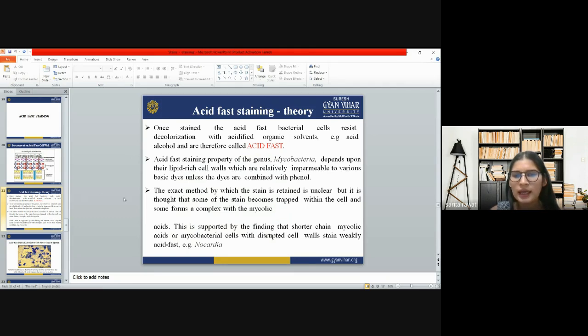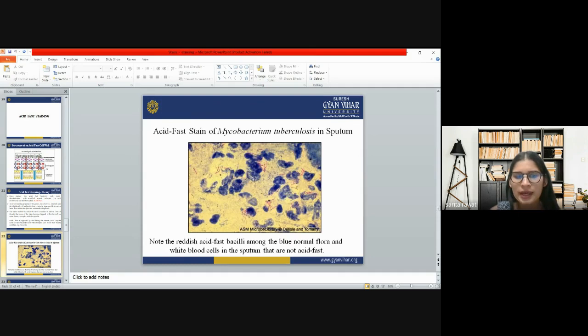Unless the dyes are combined with phenol, the exact method by which the stain is retained is unclear, but it is thought that some of the stain becomes trapped in the cell and some forms a complex with the mycolic acid. This is supported by the finding that shorter chain mycolic acids, or mycobacterial cells which disrupt the cell wall, stain weakly acid fast, as when we are using Nocardia. For example, in Nocardia.